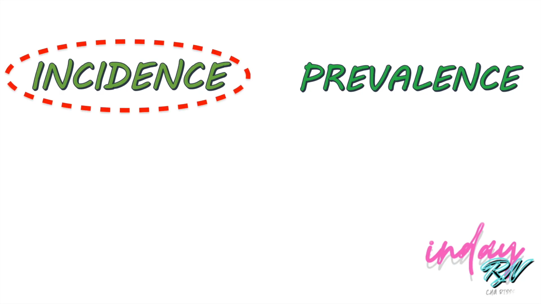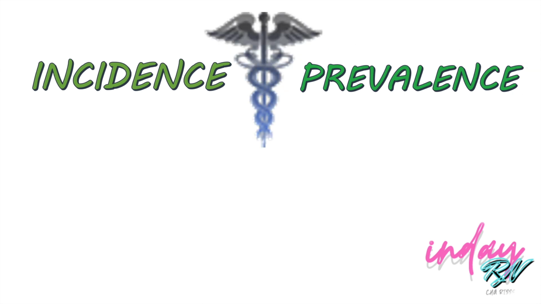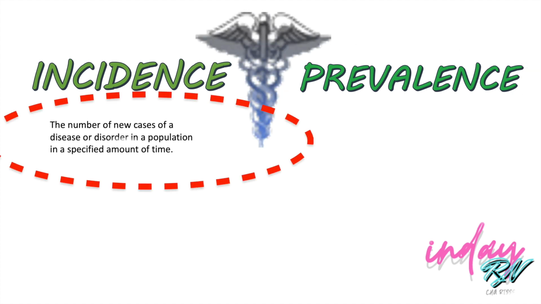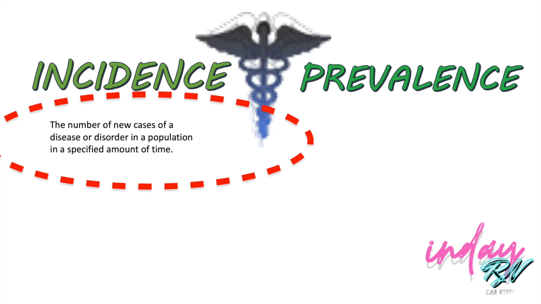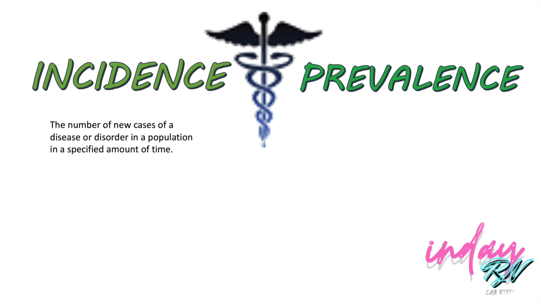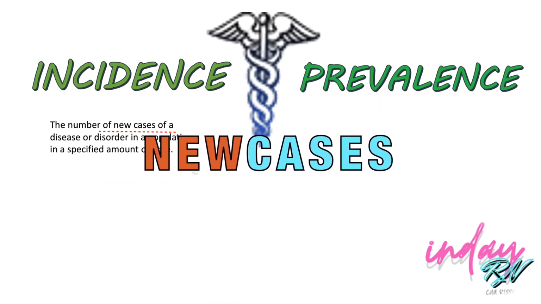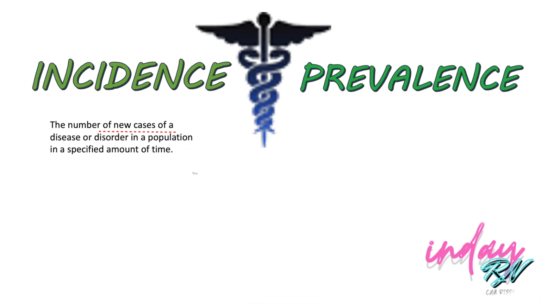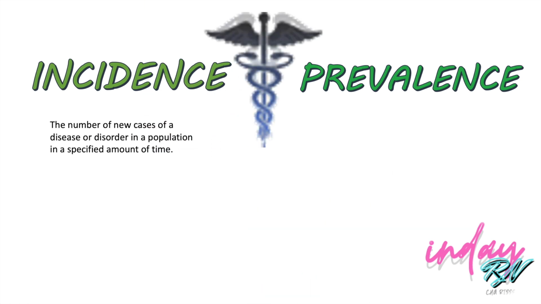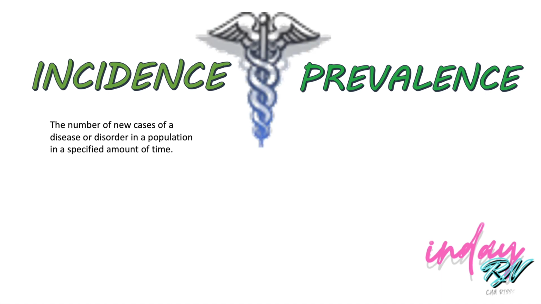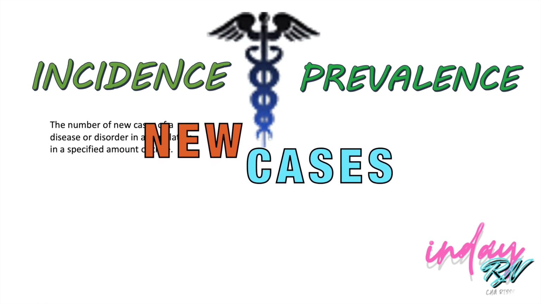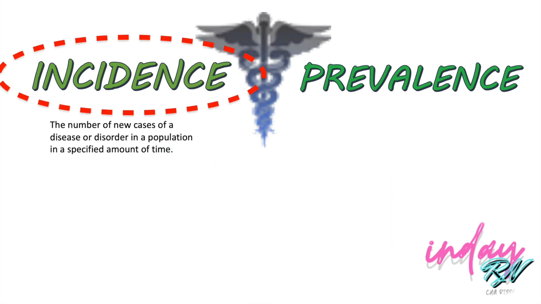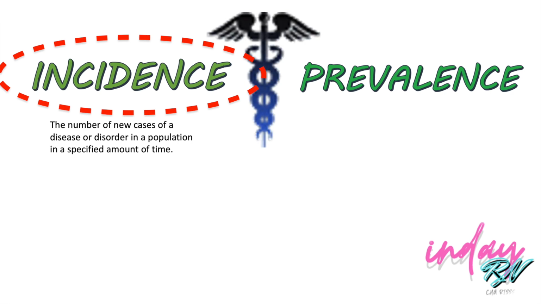Meanwhile, we also need to discuss incidence and prevalence. What's actually the difference between them? Incidence is the number of new cases of a disease or disorder in a population in a specified amount of time. Always remember the words new cases of a disease. For example, in December 2019, there were incidences of COVID-19. We are speaking about new cases of a certain disease, and the incidence of COVID-19 happened in December 2019.